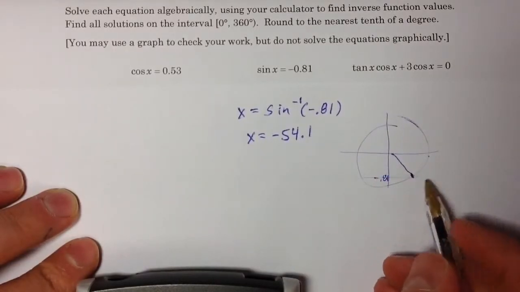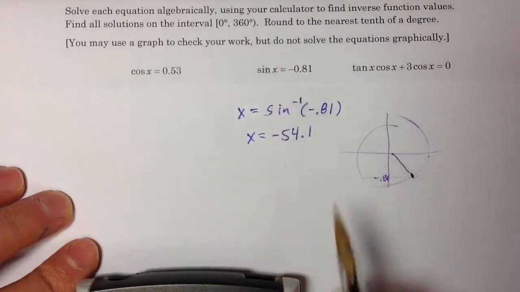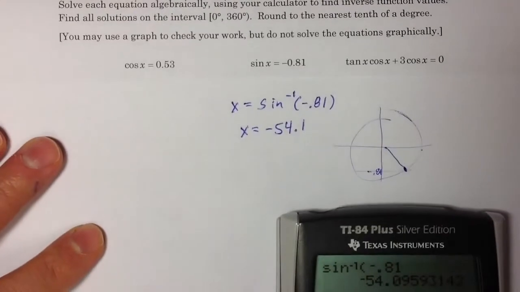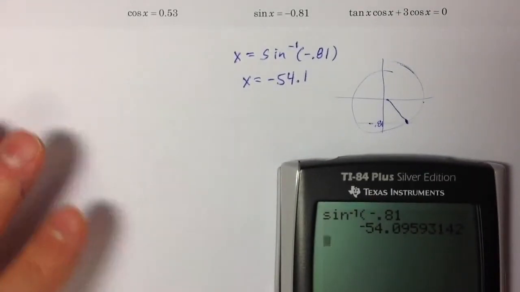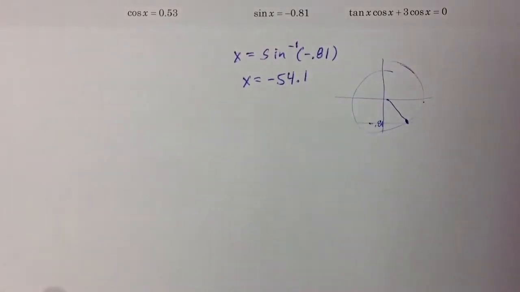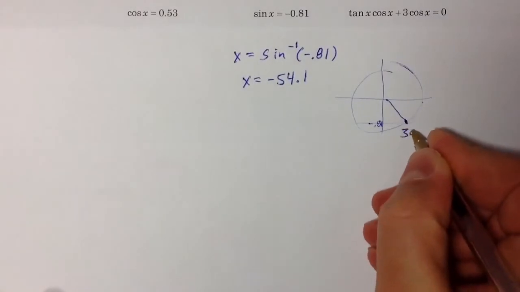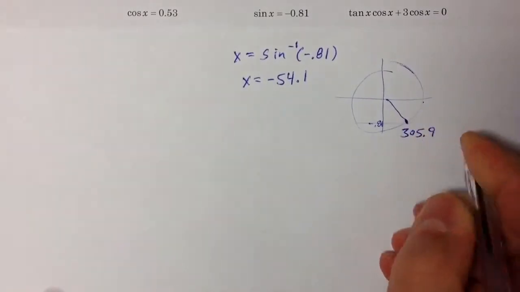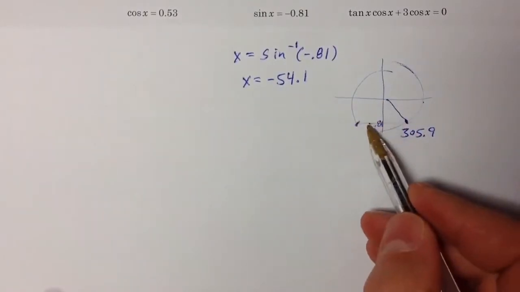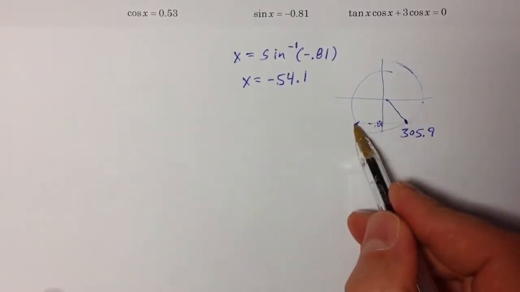That's not quite the angle that we'd like. We'd like angles between 0 and 360. So to adjust and get an angle that works within that range, what we can do is add 360 to that value. So the angle that we're really looking for is 305.9 degrees. Right, so that's this point on the unit circle, 305.9. The other solution is in the third quadrant, right, that has the same y value.